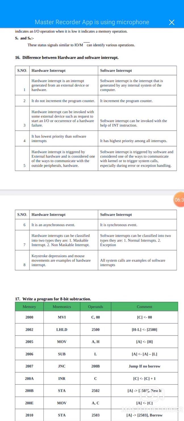Hardware interrupt is triggered by external hardware and is considered one of the ways to communicate with outside peripheral hardware. Software interrupt is triggered by software and is considered one of the ways to communicate with the kernel and trigger system calls, especially during error or exception handling. Hardware interrupt is an asynchronous event. Software interrupt is a synchronous event. Hardware interrupt can be classified into two types: maskable interrupt and non-maskable interrupt. Software interrupt can be classified into two types: normal interrupt and exception. Keystroke depressions and mouse movements are examples of hardware interrupt. All system calls are examples of software interrupt.